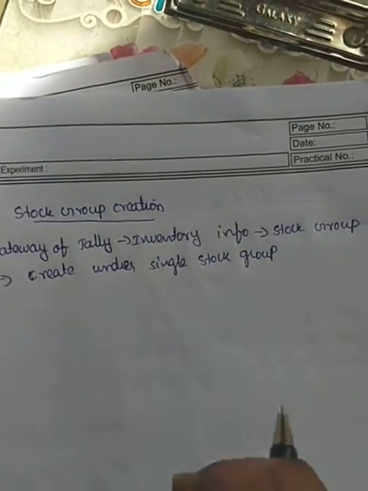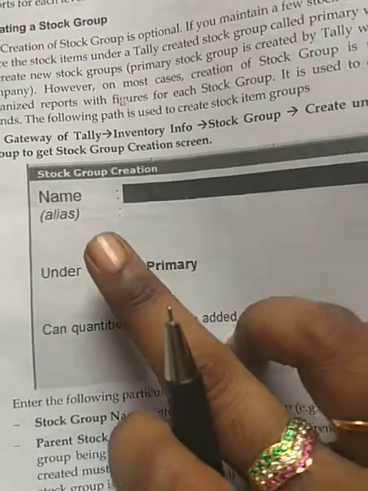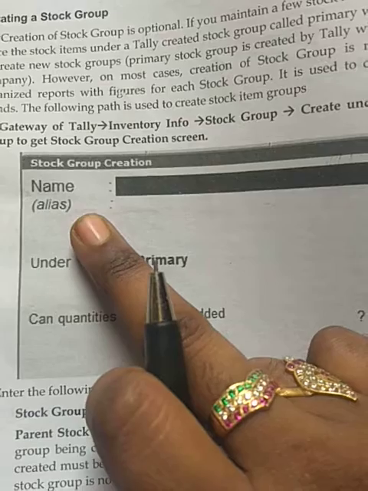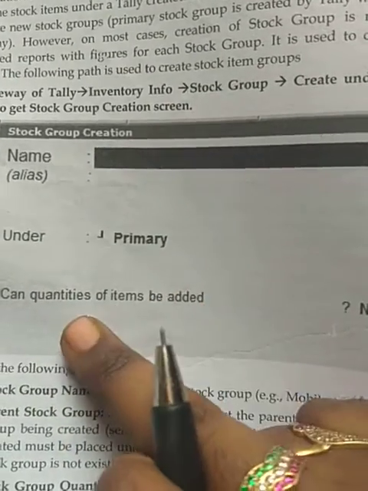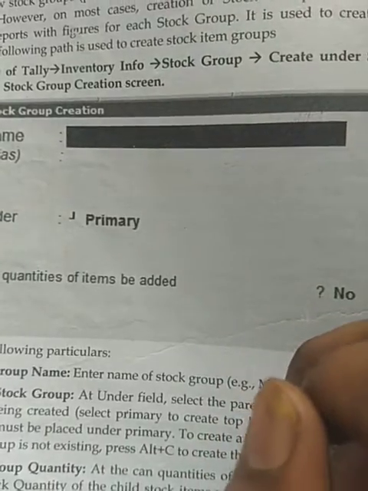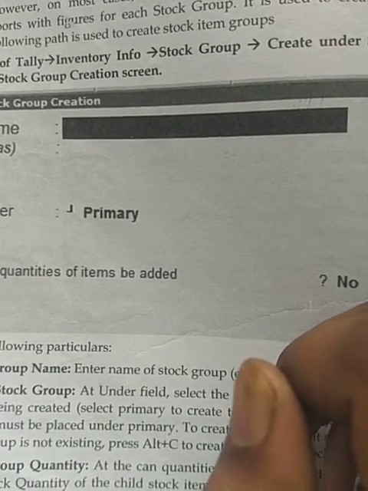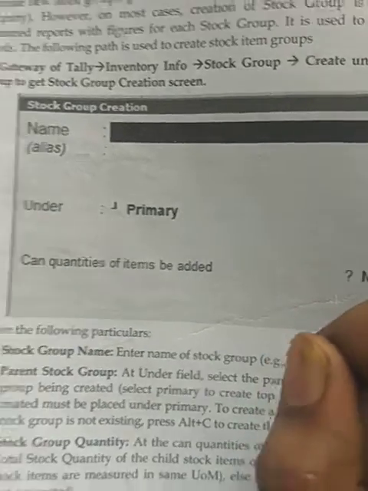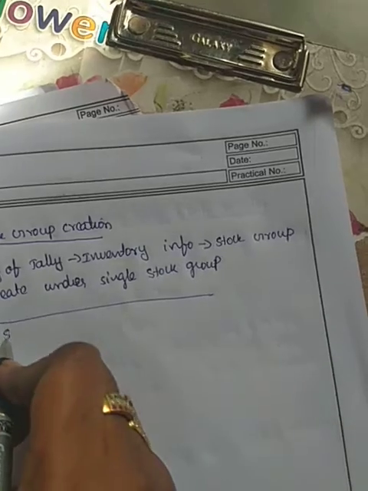So for example, this is the stock group creation screen. In the stock group creation screen, the name is, for example, mobile. Next, under is primary. Can quantities of items be added? No. If we want to add the quantities, you give the yes option, otherwise give the no option.